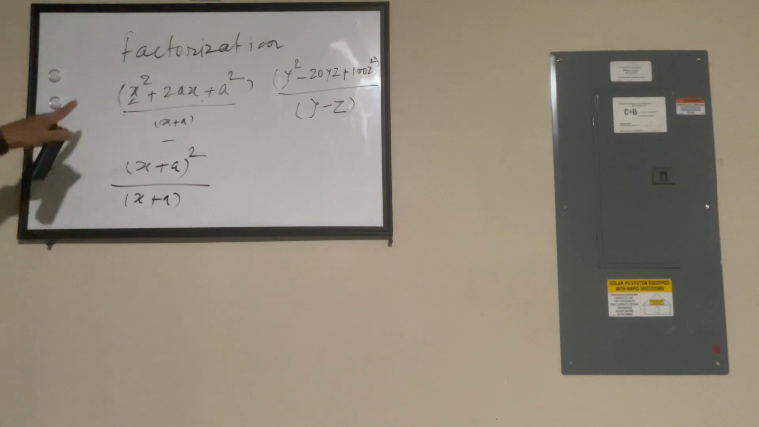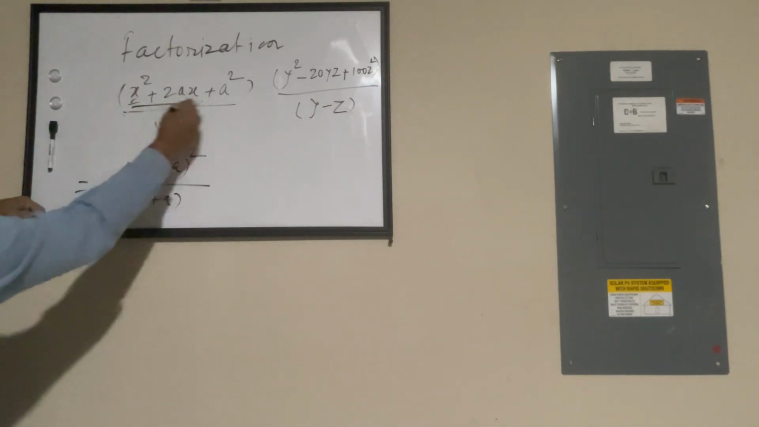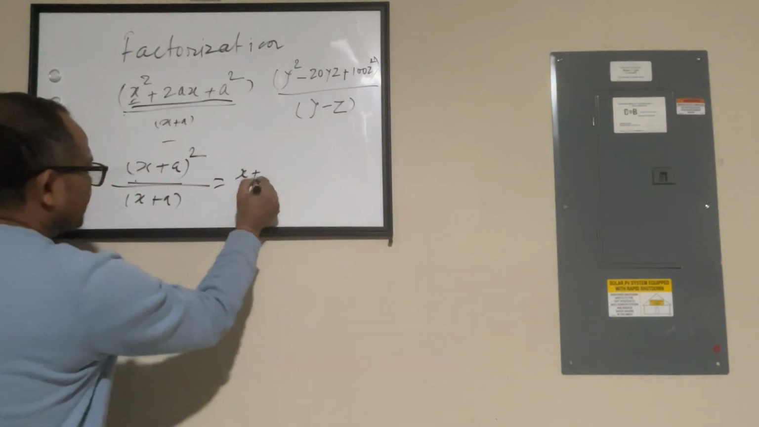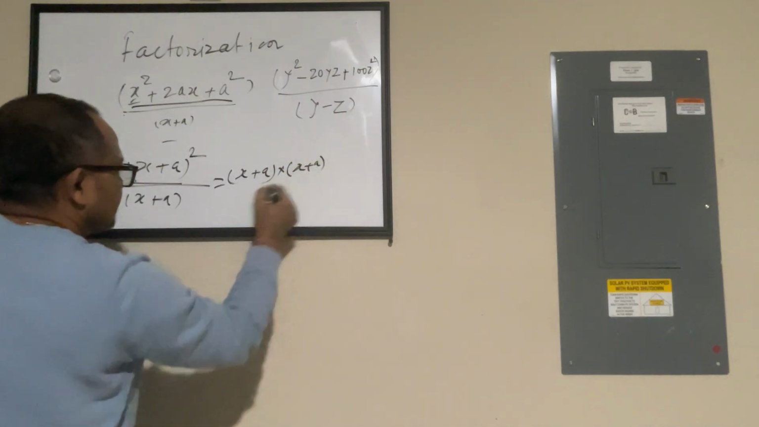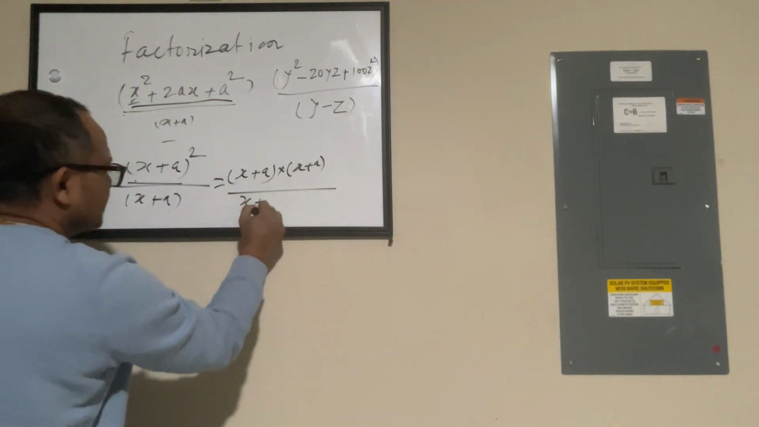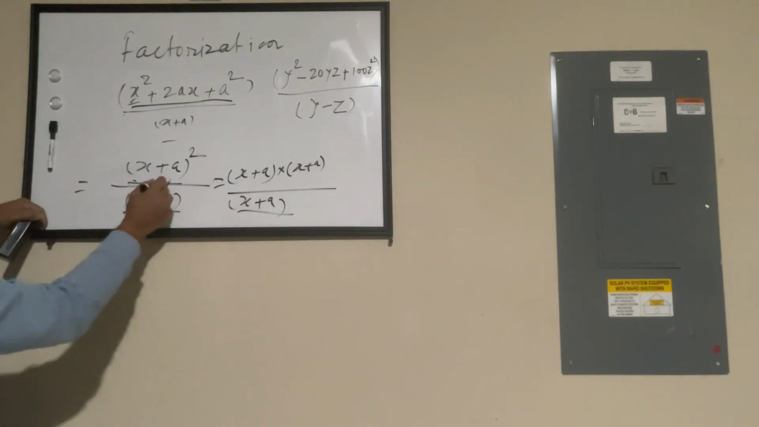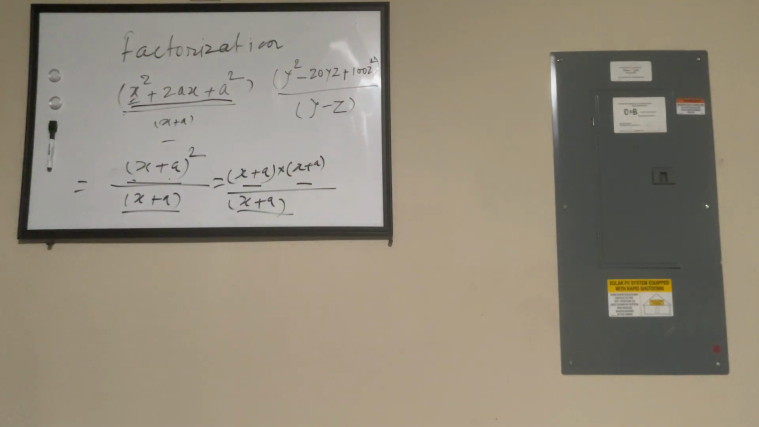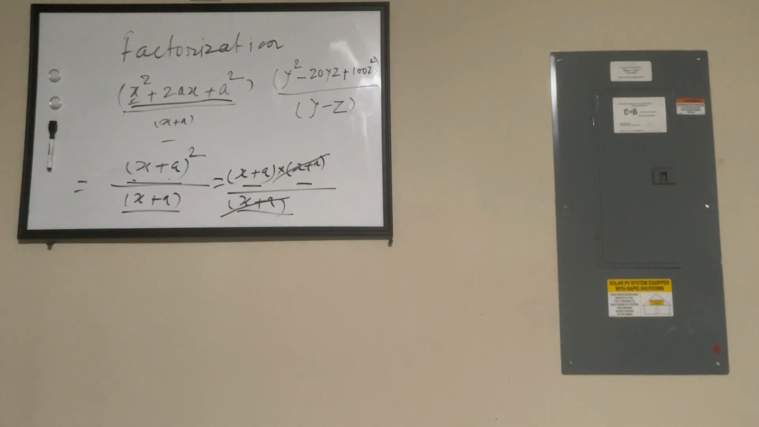Now I can write this as x plus a into x plus a, divided by x plus a, because whatever we have in the denominator stays as is. x plus a whole square is x plus a into x plus a. Now tic-tac-toe, cancel. The answer is x plus a.